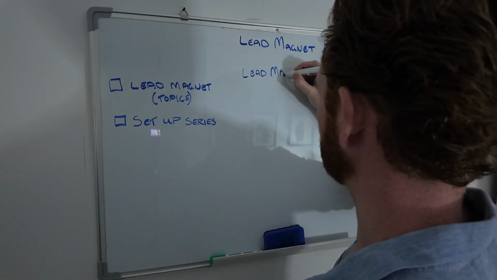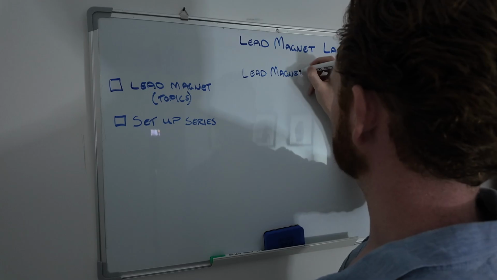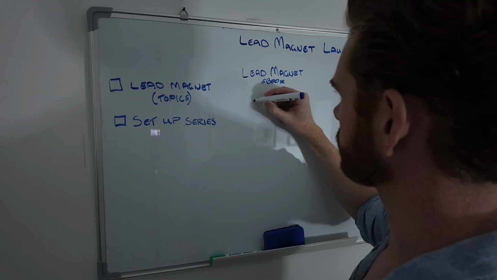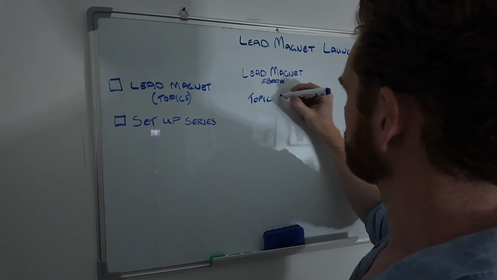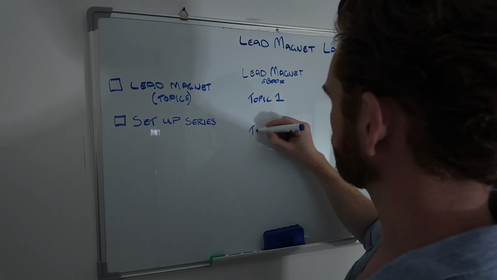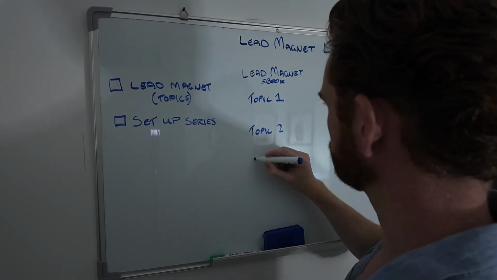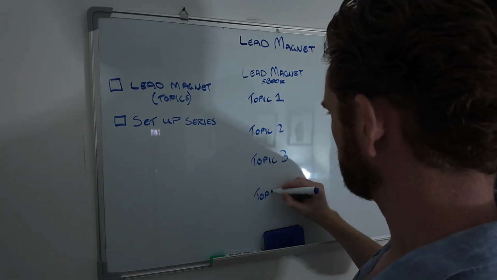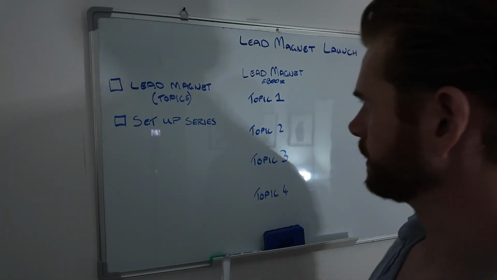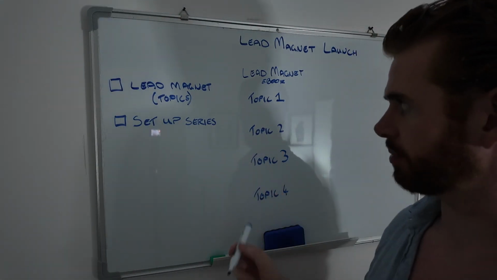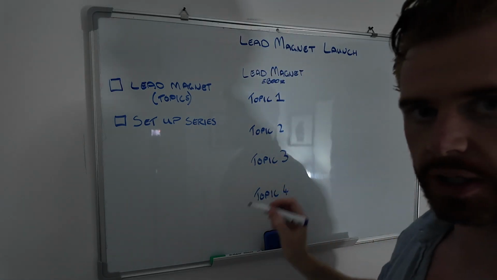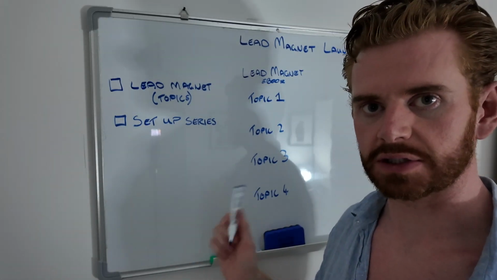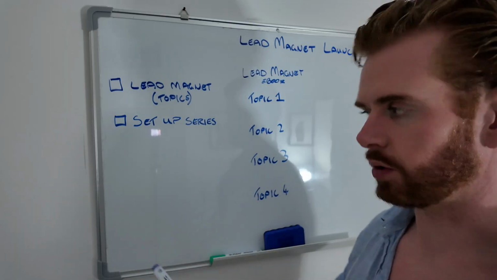So let's say this is an ebook, and let's say you have 4 topics. We've got topic 1, topic 2, topic 3, topic 4. Now they're all inside your lead magnet, which is going to be linked to your email. If you don't have an email list yet, this is a very, very good way to start one and get a lot of people through onto the email list.